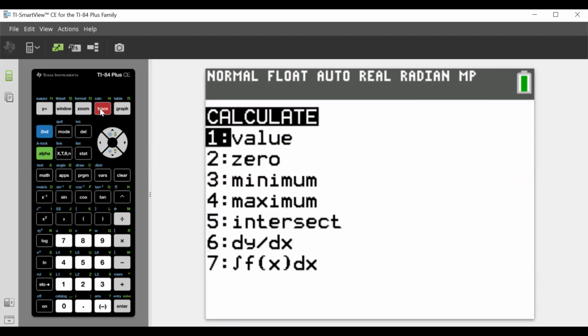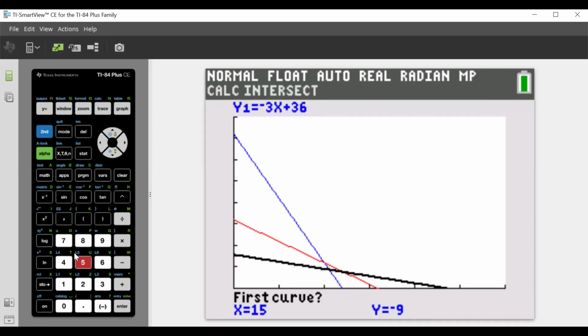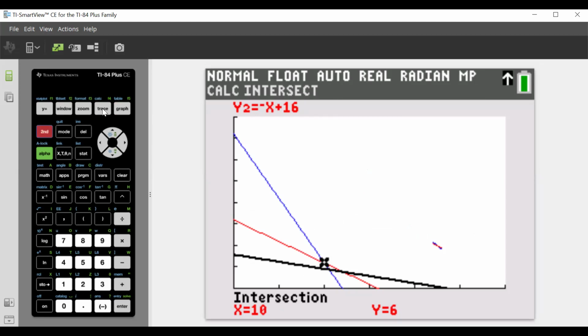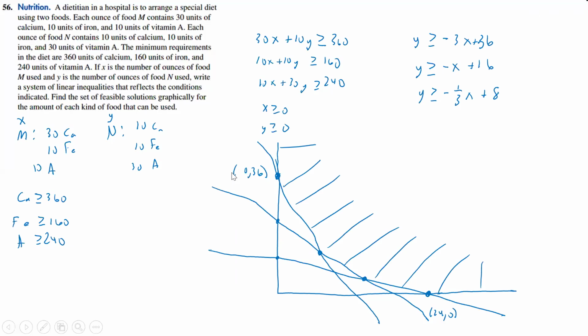So second trace, we want an intersection, and we want the blue and the red. That gives us 10, 6, and that's going to be our top point. Then do another trace for intersect, and now let's do red and black. That's going to be 12, 4. So that gives us our last 2 points: 12, 4, and the other one was 10, 6.